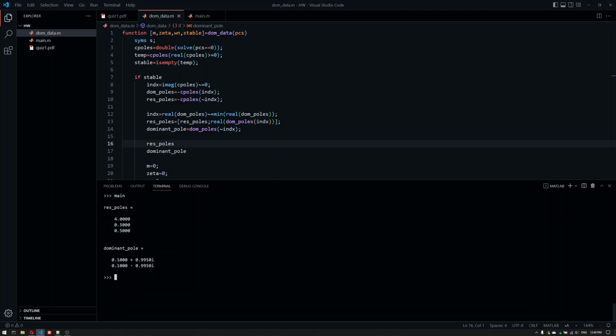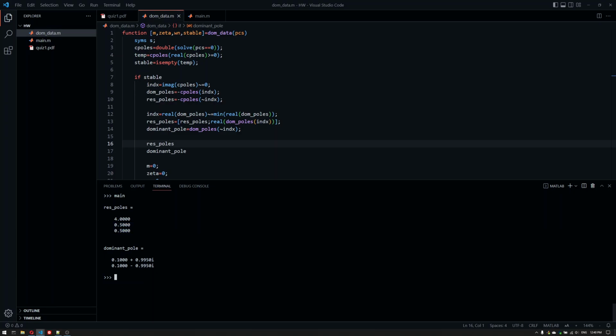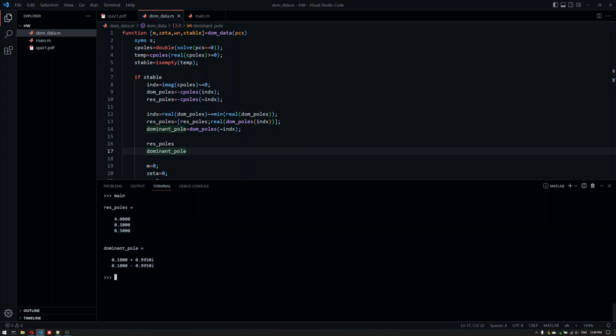Now you can see I have basically added the 0.5 real parts of the complex conjugate pair to the residue poles. Now, of course, this is not a residue pole. This is the real part of the residue poles, but I'm only interested in the real parts because I'm going to calculate M in a moment. So there we go. And the dominant pole in itself has basically the dominant pole pair. Now, I am kind of ready to calculate what the omega n and zeta values are.